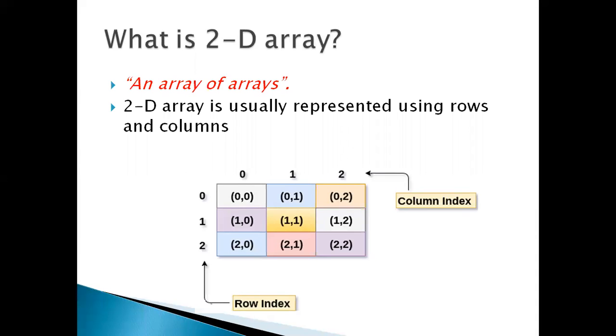So what is a 2D array? It is an array of arrays. A 2D array is usually represented using rows and columns. So we have rows and we have columns, and the 2D array is represented in the form of a matrix as shown in the figure. In the figure you can see we have a two-dimensional array having 3 rows and 3 columns. The columns and rows both are indexed using zero-based indexing, so the rows and columns both start from 0.